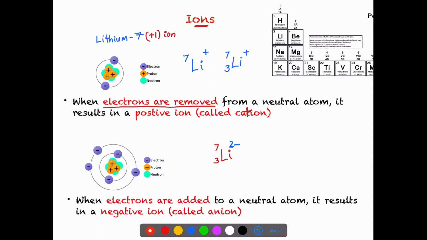Okay, so when electrons are added to neutral atoms, it results in negatively charged ions called anions. Anions are negative, cations are positive. You create them by either removing or adding electrons. If you remove electrons, you get a positively charged ion. If you add electrons, you get negatively charged ions.